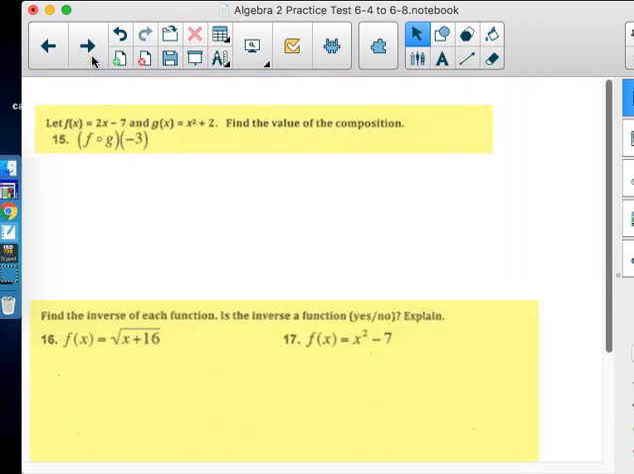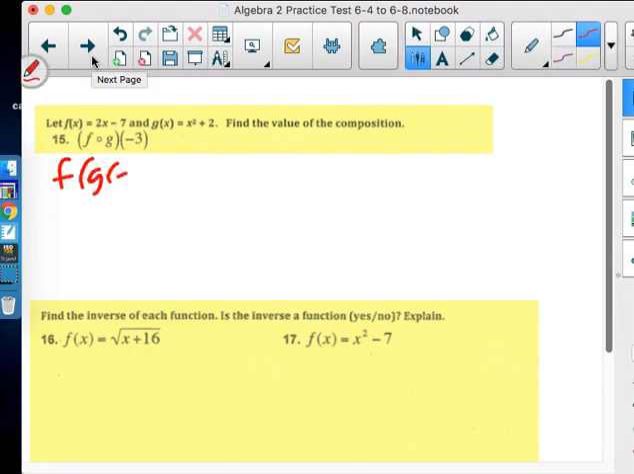Well, this is interesting. Let f of x equal 2x minus 7 and g of x equals x squared plus 2. Find the value of the composition. This is different. Why is it different? We're going to find a negative 3. It should be easier because then we remember, all right, so this is outside, this is inside. I have to start by putting negative 3 into G, see what I get, and then plug it into F. Innermost parentheses out, always.